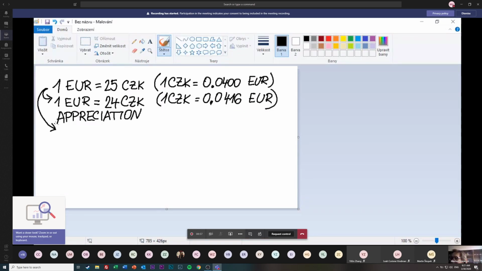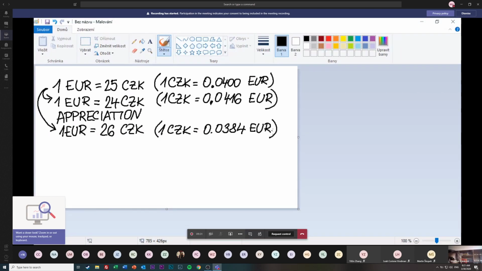Let's do the second change with the Czech crown. Now if you compare the first and third line, now there will be a change to 26 Czech crowns for €1. At this time, 1 Czech crown is for 0.0384 euros.